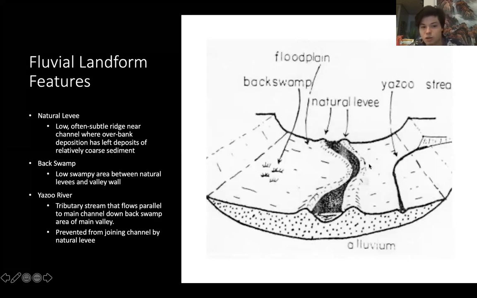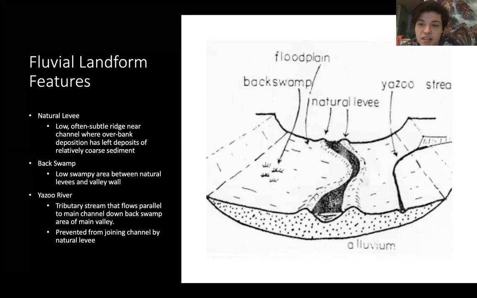And then a back swamp is a low swampy area between a natural levee and the valley wall, which here this represents the valley wall, and this area represents a back swamp. And you can imagine that it would fill with water and be relatively swampy at times.